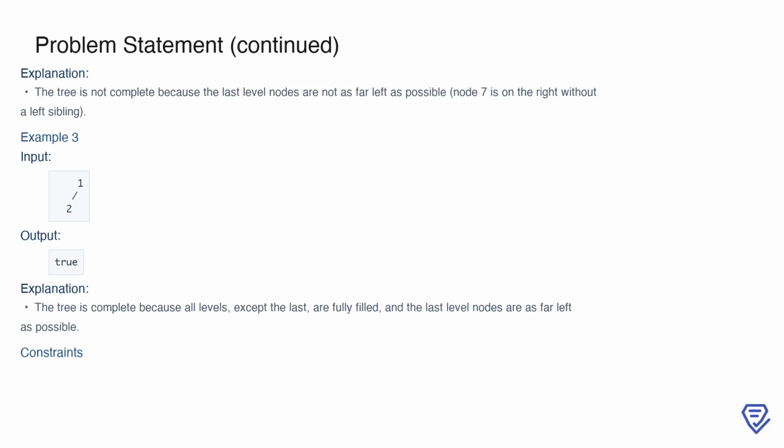On the other hand, in the third example, we have a much simpler tree with only 2 nodes. 1 is the root and 2 is its left child. This tree is complete because all the levels are fully filled where applicable, and the last level satisfies the condition of being as far left as possible.